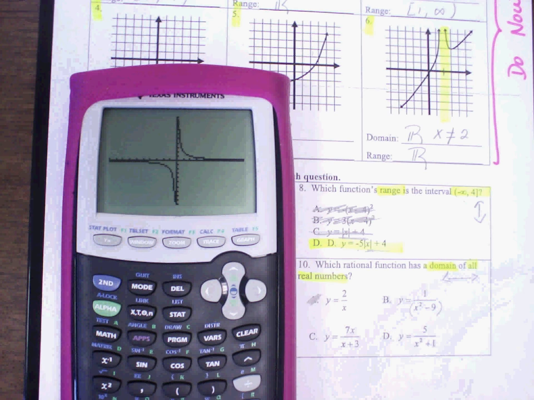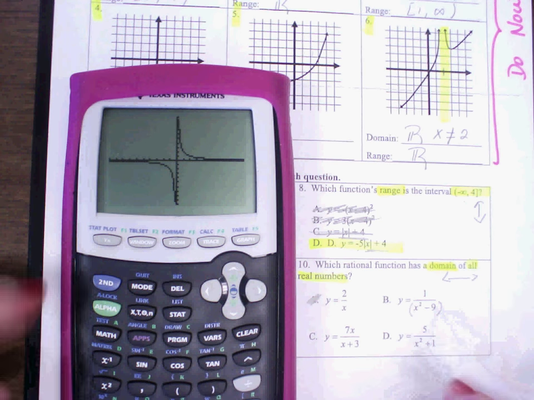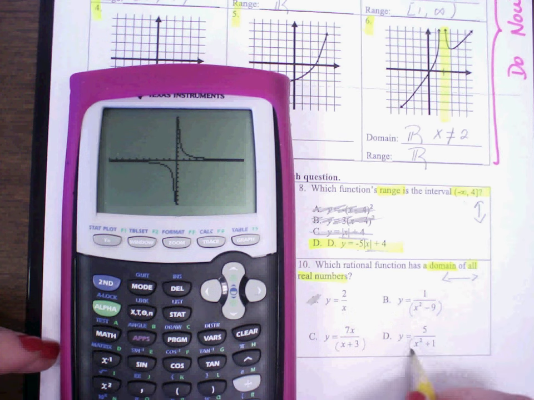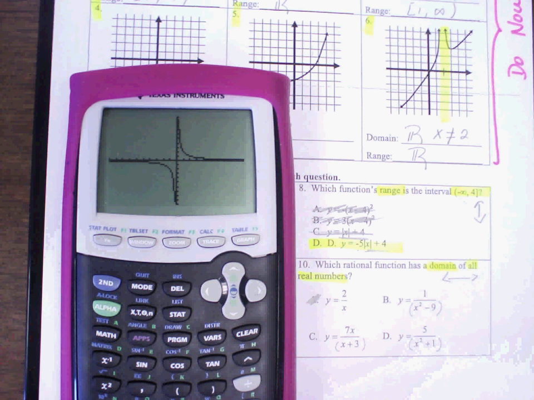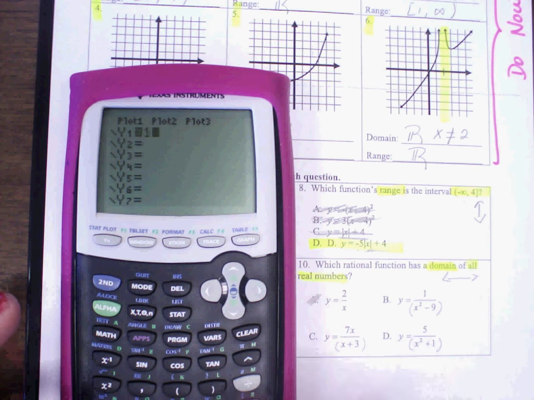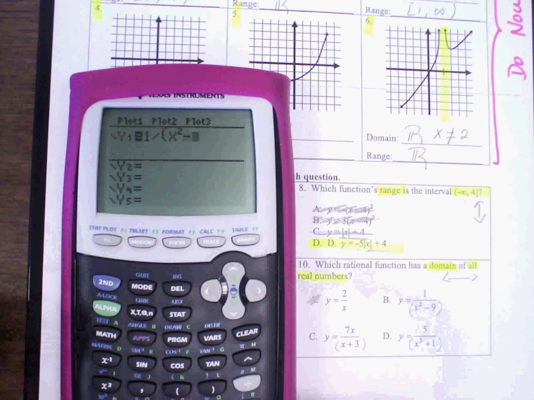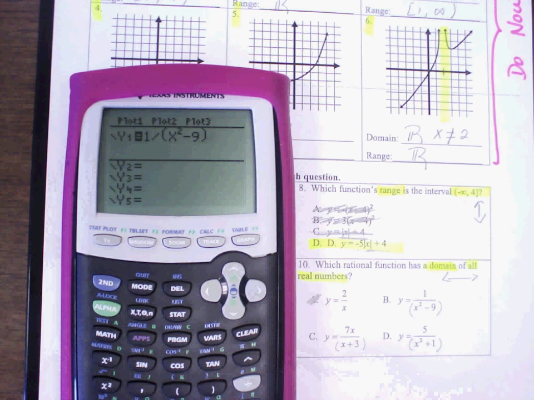Two things. All right, so let's go to y equal to. So 1 divided by, and I open the parentheses, x squared minus 9, and I close the parentheses. And I'm going to do graph. Remember, I'm looking for all the x's. All the x's. So this came this way, went up, went down, came that way, went up, went down.